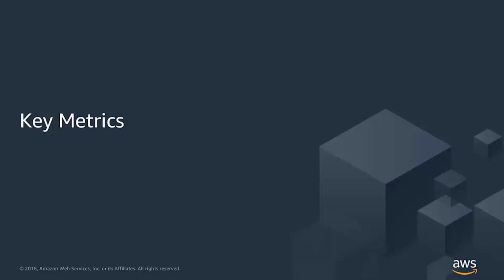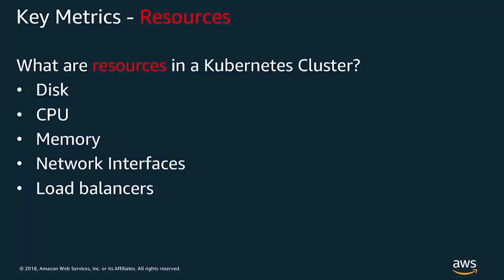So moving on to our key metrics, what we really want to pay attention to in our Kubernetes cluster. Remembering back to the methods that we touched on, from the USE method, we were focusing on resources. So if we're looking at resources in a Kubernetes cluster, what even is a resource? There are the obvious ones, right? There's disk, there's CPU, there's memory, network interfaces, and I would include load balancers here.